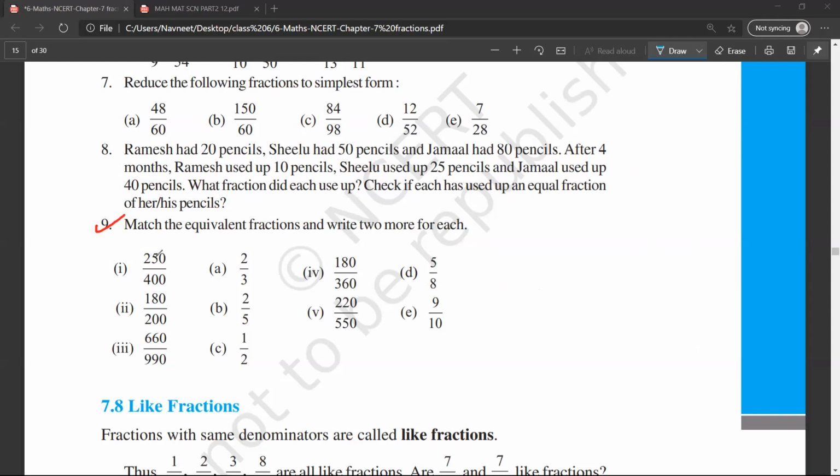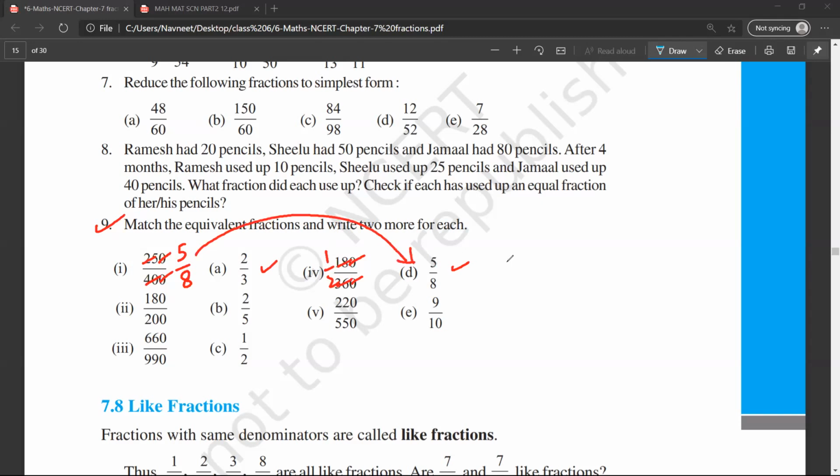I can write this 250 by 400 as, so I think I only did the question 8. Not a problem. So I'll cancel this. This will be equal to 5 by 8. Now 2 by 3 I can't reduce. 5 by 8 I can't reduce. So 5 by 8 is equal to 250 by 400. Match the equivalent fractions and write 2 more of each. Okay. So this again I should cancel. No, this is not equal. So 5 by 8 is equal to 5 by 8. Is it okay? Yes, sir.